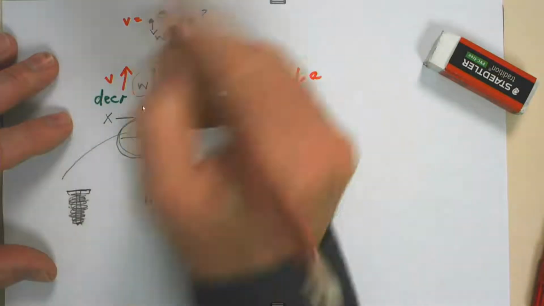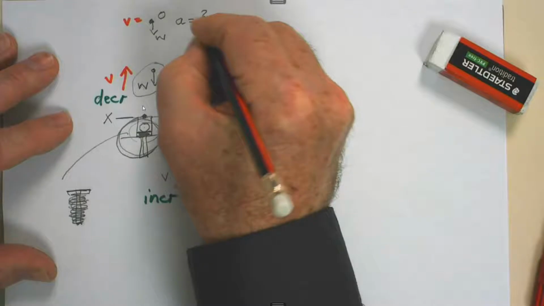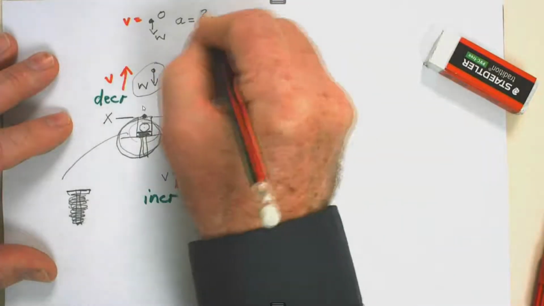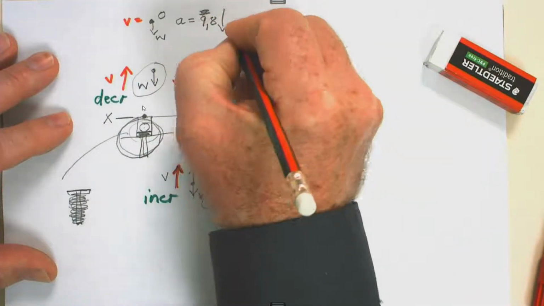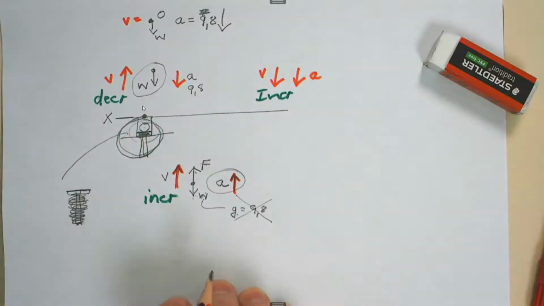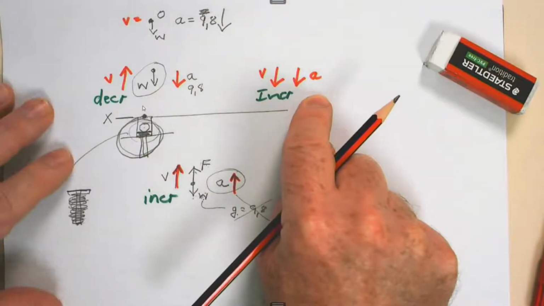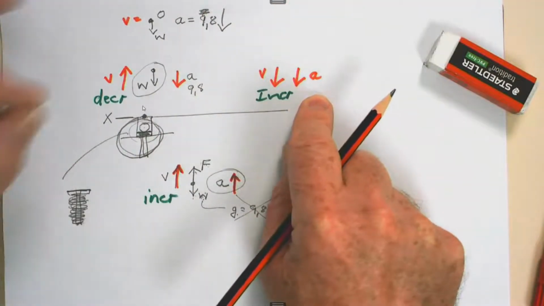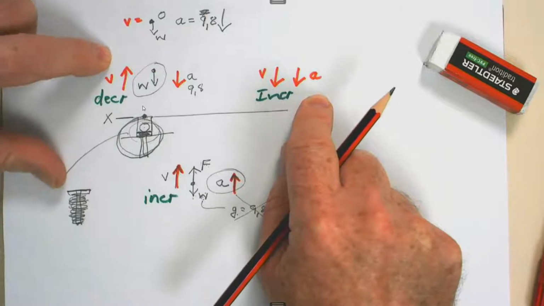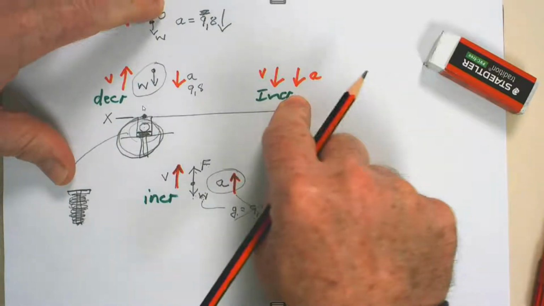Therefore, there's still acceleration, and this acceleration is still 9,8 meters per second squared downwards if you are near the surface of Earth. So the acceleration remains the same right through, 9,8 meters per second squared downwards. Velocity is up, goes slower, becomes 0, increases downwards.